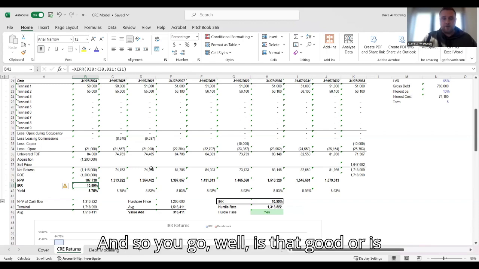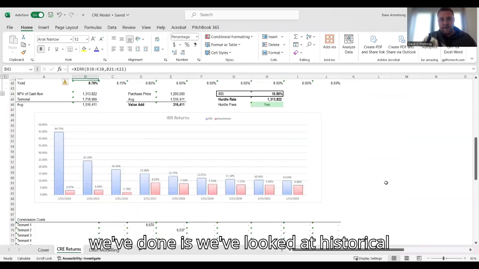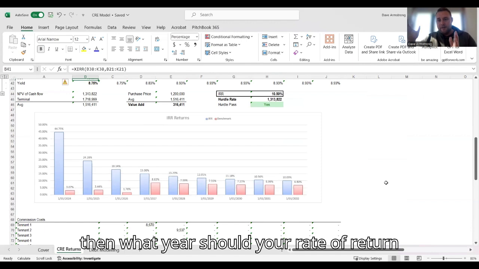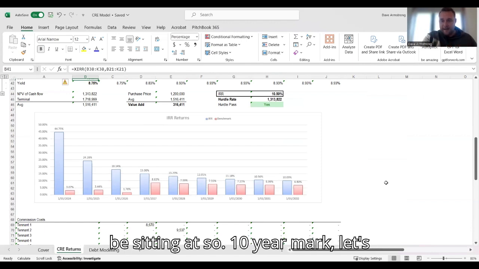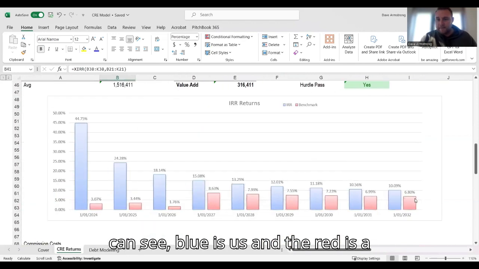And so you go, well, is that good or is it bad? It depends on the asset class and a whole bunch of other things. So what we've done is we've looked at historical data based on commercial property, and then what year should your rate of return be sitting at? So over at the 10-year mark, just make this bigger, you should be, as you can see, blue is us, and the red is the benchmark.